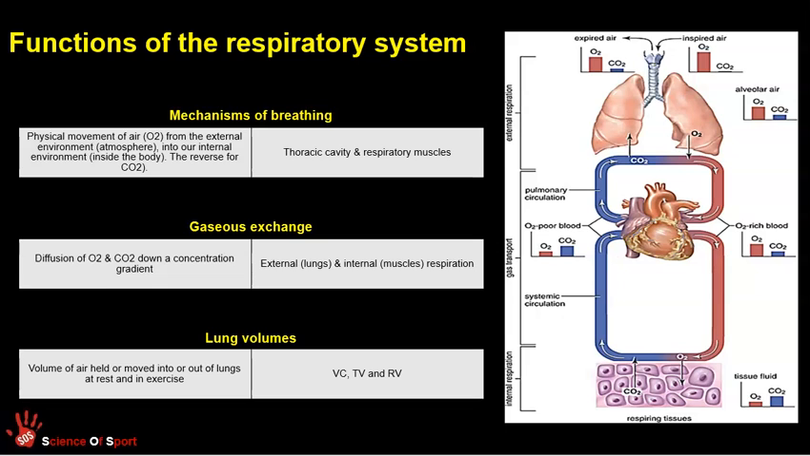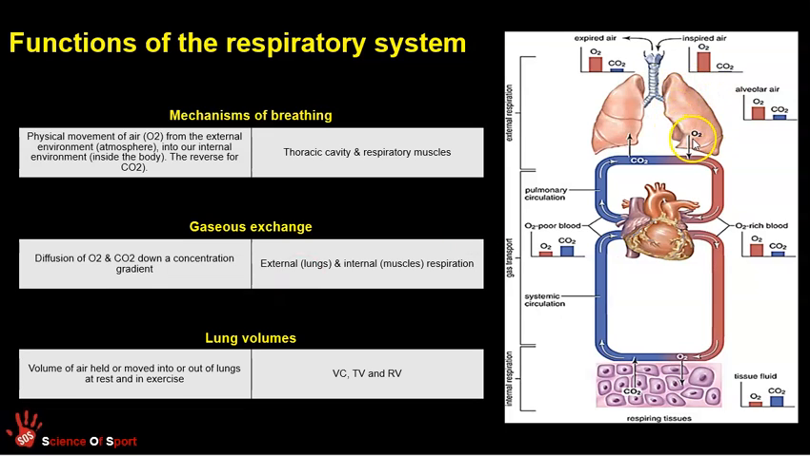Simplest overview of the 3 main functions of the respiratory system. These are the jobs that this system does for us. Firstly, the mechanisms of breathing. This is how we physically get air from our atmosphere, the external environment, inside our body into our internal environment. So we physically have mechanisms, movements, that suck air into our lungs and move air out of our lungs. And that description, that function of this system is the mechanisms of breathing. And that's to do with this chest cavity and our respiratory muscles. That's topic number 1.